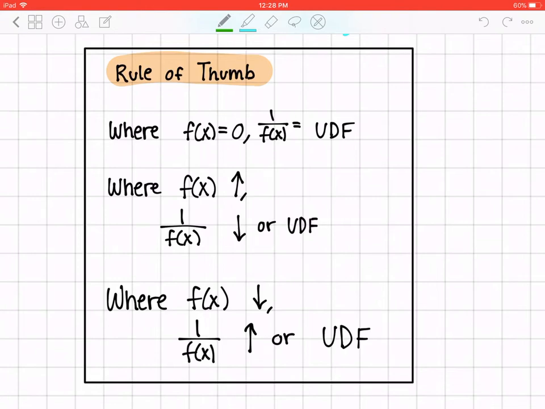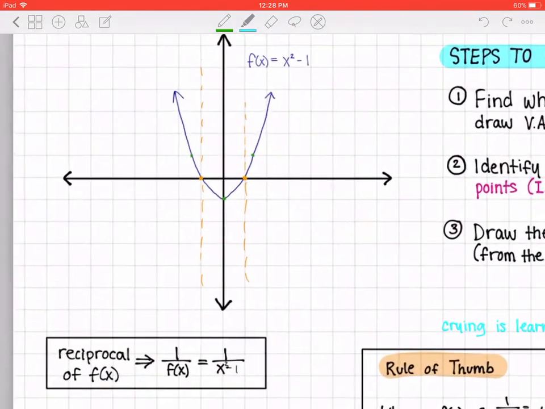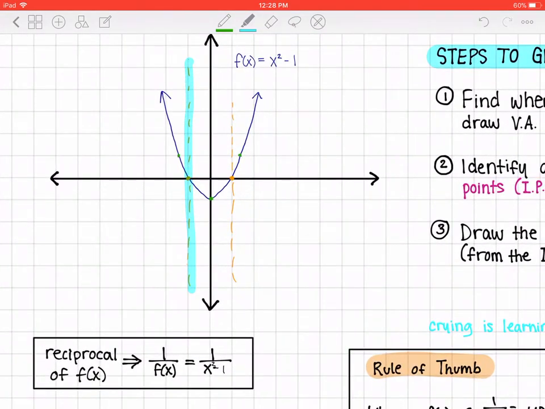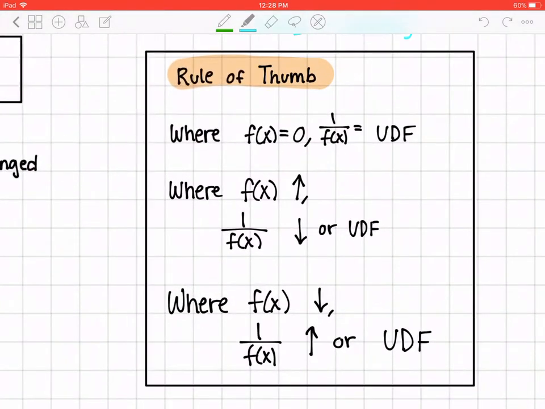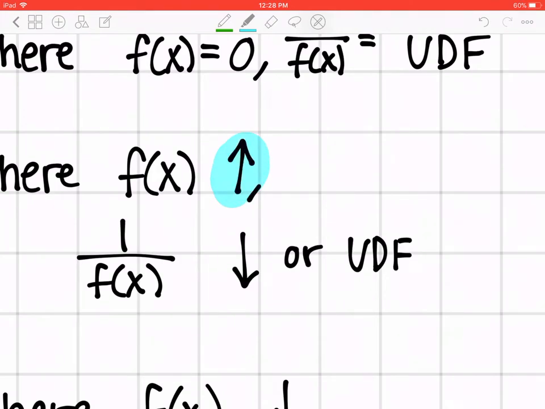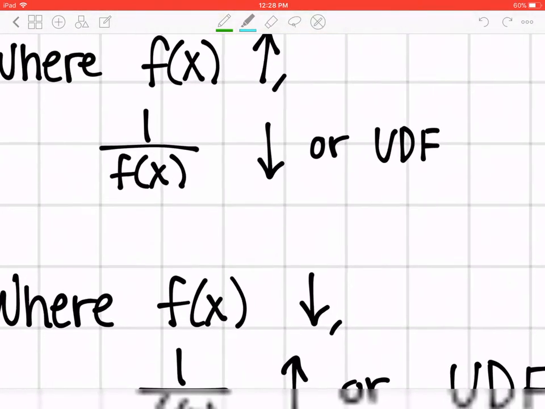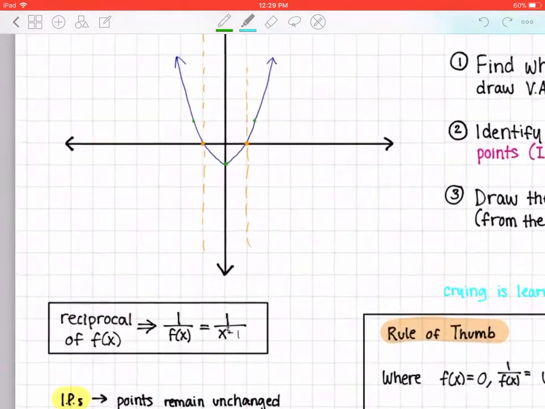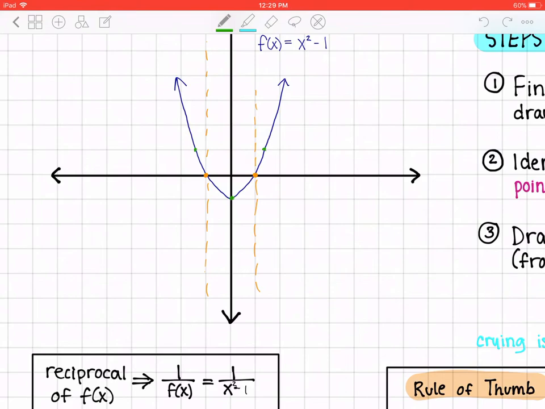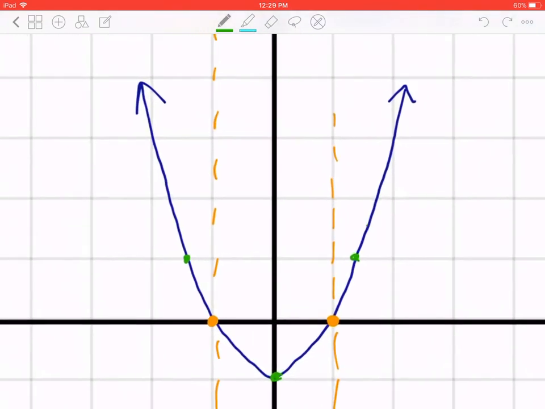The first thing is that where f(x) is equal to 0, 1 over f(x) is undefined. This is seen through our vertical asymptotes over here. Where the roots are, there's a vertical asymptote for your reciprocal function. Another thing is that when f(x) increases, the reciprocal function either decreases or goes towards undefined. Similarly, whenever the original function decreases, the reciprocal function increases or goes towards undefined. In other words, it's the opposite for reciprocal functions. Now that we know that, we can start graphing this out.